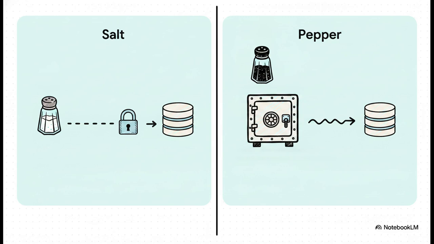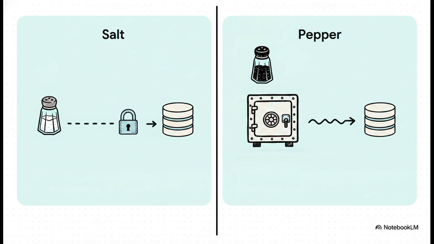Now, I want to clear up something that confuses a lot of developers. Salt versus pepper. It sounds like cooking, but it's crucial cryptography. A salt is unique per user. It's stored right alongside the hash in your database, and its main job is to defeat those rainbow tables we just talked about. A pepper, on the other hand, that's a shared secret value, added to every password.